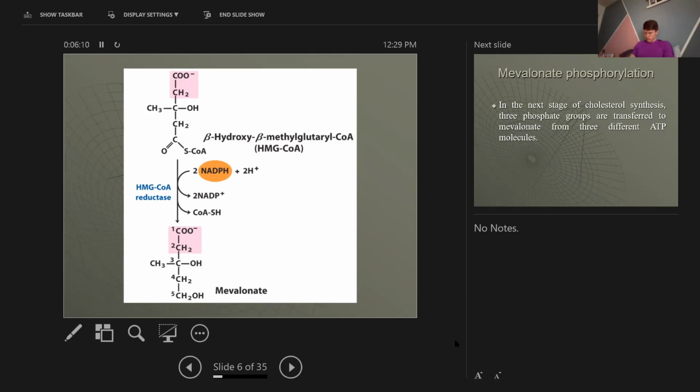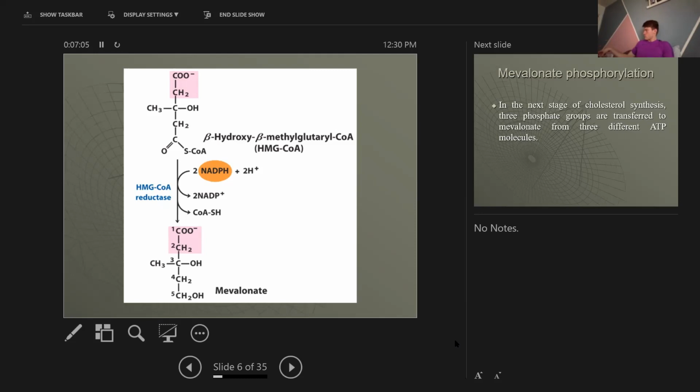Now, from the handout, you can see that this enzyme is subject to a good deal of regulation. So there is a kinase, HMG CoA reductase kinase, which you can see on your handout. This particular kinase is subject also to regulation by phosphorylation.